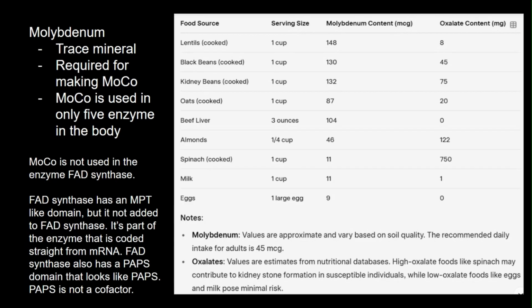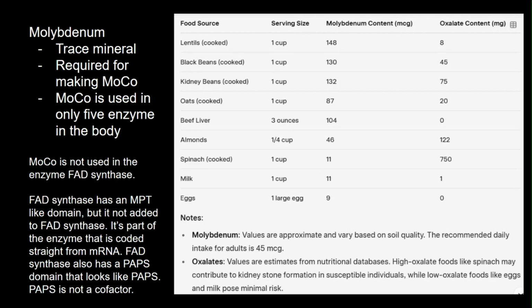So whenever the body codes for FAD synthase, the amino acids that are in there, they look like MPT when they line them up and you make the actual FAD synthase enzyme. FAD synthase also has a PAPS domain that looks like PAPS, and PAPS is something that we make out of sulfate that's used as a cofactor for sulfur transferase enzymes, which are phase 2 detox enzymes. But again, it looks like it, but it's not actually having PAPS added to it as a cofactor. It's just part of the entire coded enzyme that it happens to have these 2 domains.